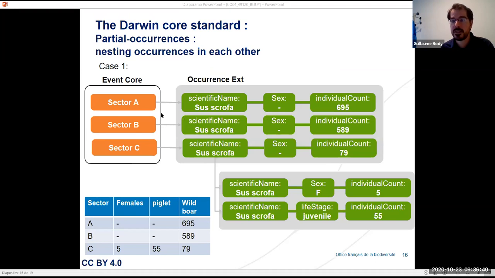So for that, I apply the same reasoning as for the measurement and the event. I propose to nest occurrences in each other, which correspond to partial occurrences. So in the first case, in the 79 individuals, we can say using a partial occurrence that we have 5 females and 55 juveniles. And these two elements are part of the main occurrence corresponding to the 79 individuals.